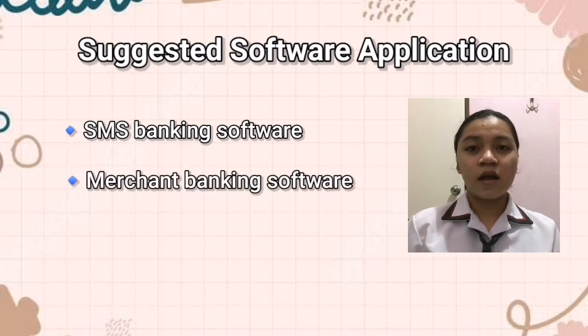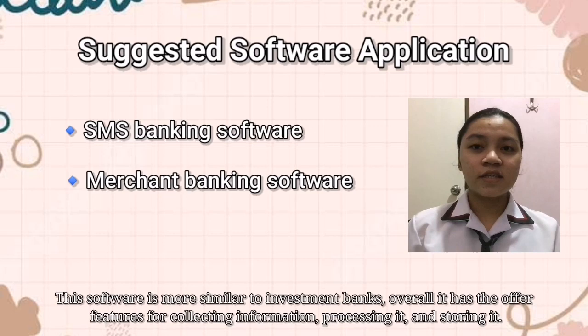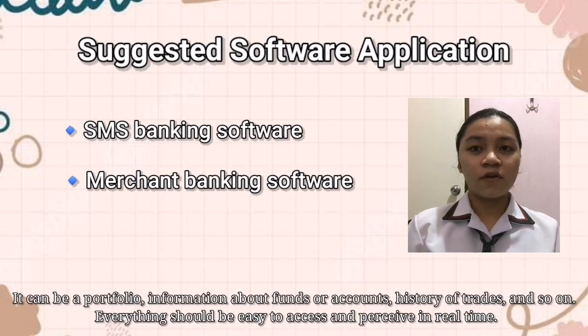Second, merchant banking software. This software is more similar to investment banks. Overall, it offers features for collecting information, processing it, and storing it. It can be a portfolio, information about funds or accounts, history of trades, and so on. Everything should be easy to access and perceive in real time.